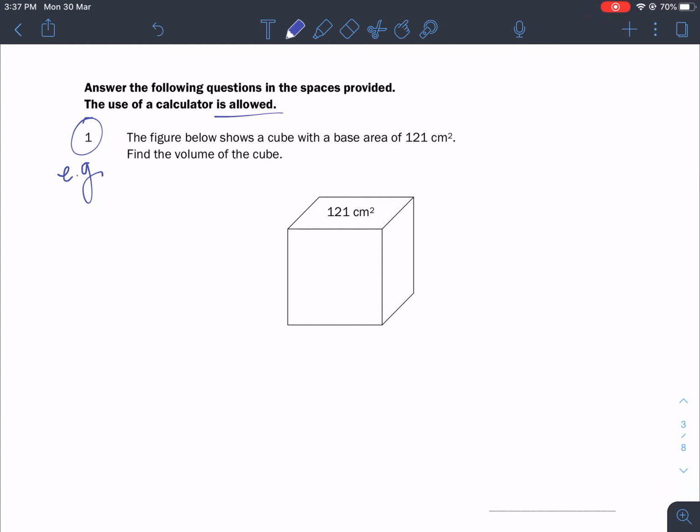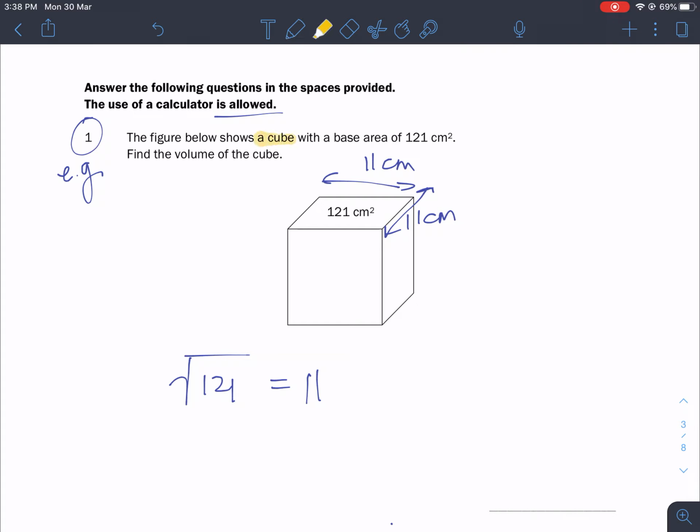The figure shows a cube with base area of 121 cm squared. So using this base area, what is the length and the breadth? So we're going to key in square root of 121. Can you key that into your calculators now? I'll give you 10 seconds. And your answer should be 11. So therefore, the length and the breadth of the cube is 11.